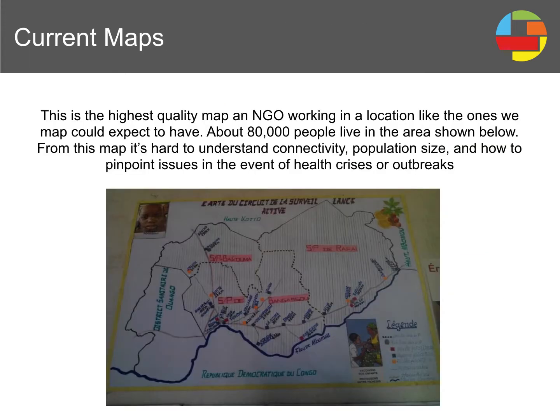The general assumption is that something as simple as a map is readily available in most parts of the world. But in reality, in the areas of the world in which we work, this is what a typical map would look like. About 80,000 people live in this area, and this map does not do an adequate job of representing that or the general infrastructure of the area.